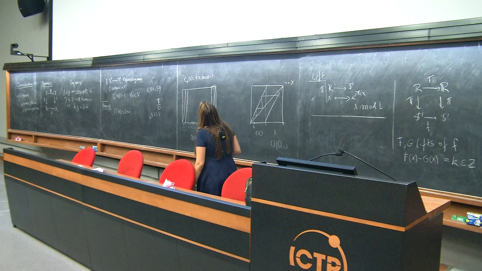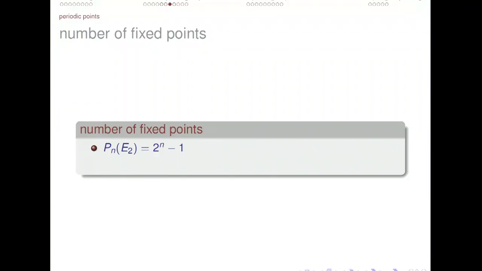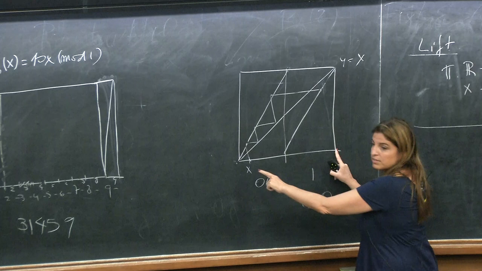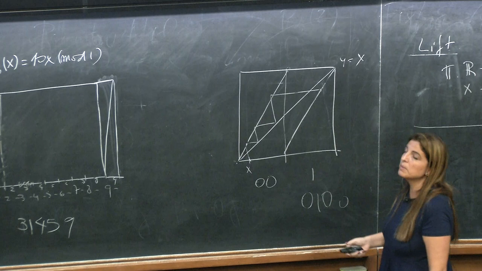So for the linear expanding map 2x mod 1, the number of fixed points of E2 to the n is 2 to the n minus 1. The minus 1 comes because we are identifying the 0 and the 1. So we lose 1, okay?